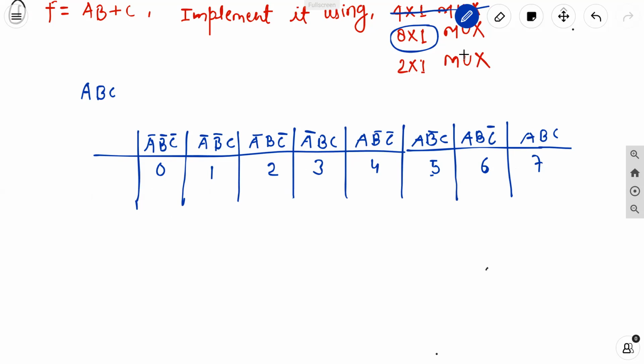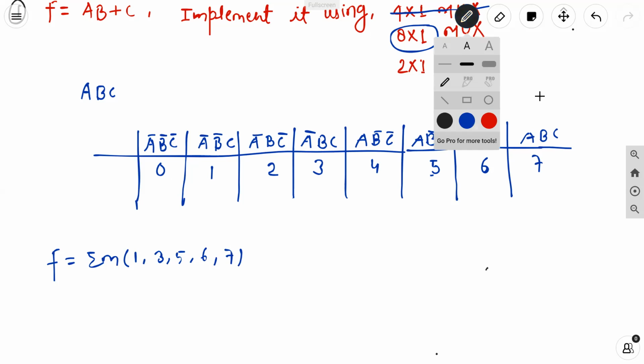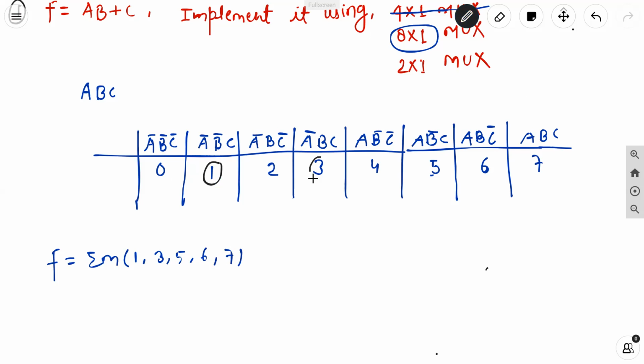Now look at the function. Our function has minterms 1, 3, 5, 6, and 7. Only one row is available, so first of all, we have to encircle them. 1 is present here, encircle it. 3 is present, encircle it. 5, 6, and 7, encircle them.